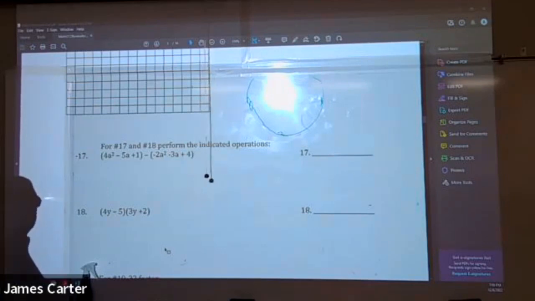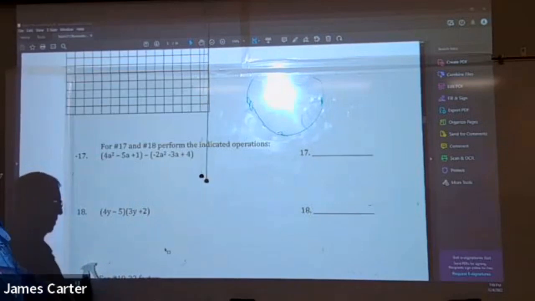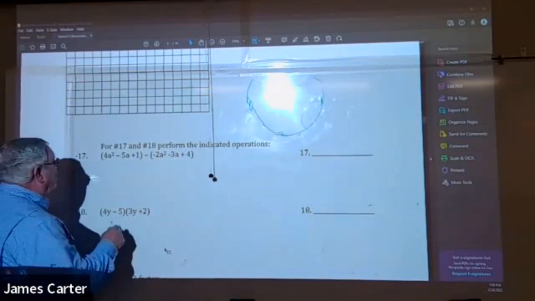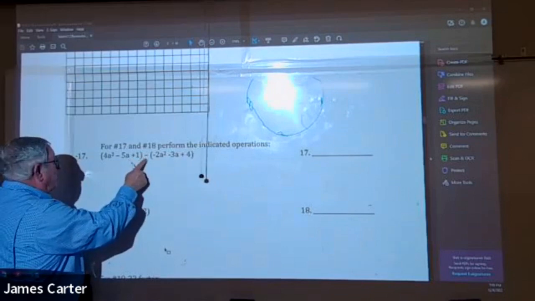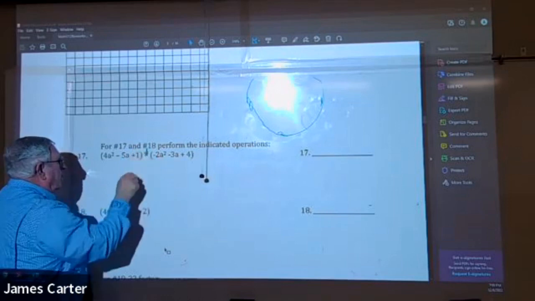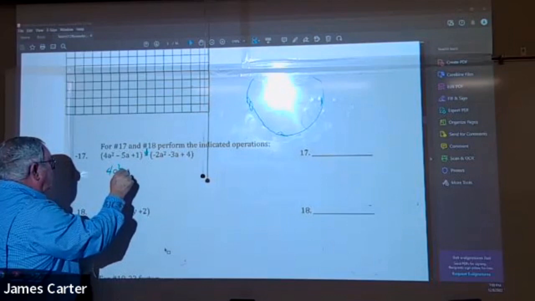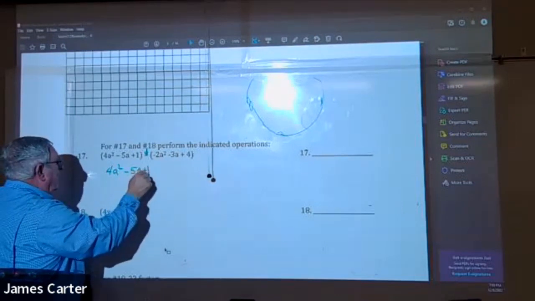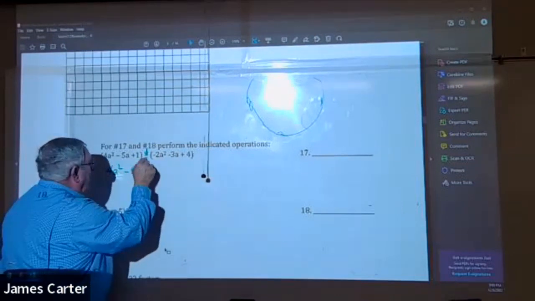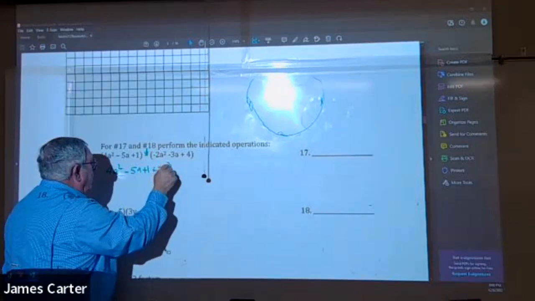For 17 and 18. Okay, they just want me to subtract these two and multiply those two. Okay. So, what do I gotta watch out for most of anything? That negative right there. Okay, that minus in the middle. This one I can just write down. Minus a negative gives me plus 2a squared.